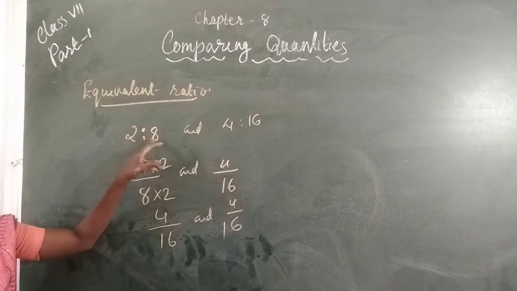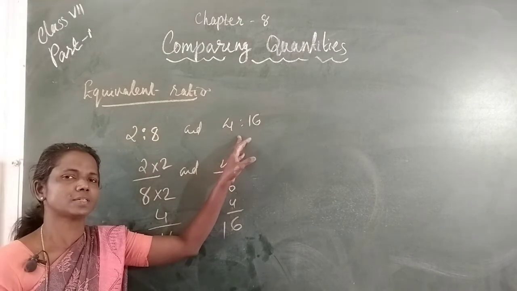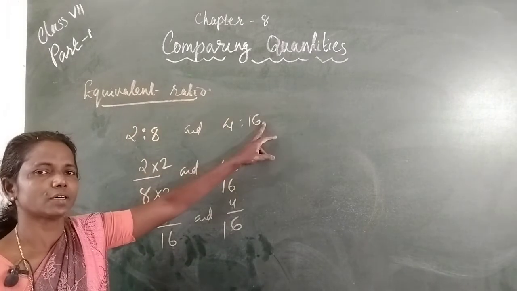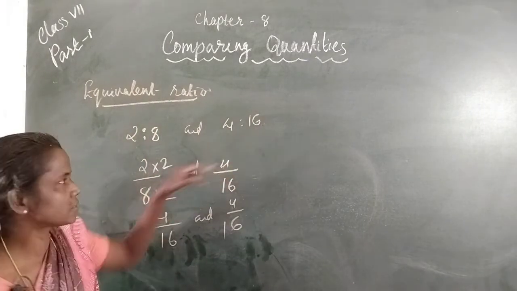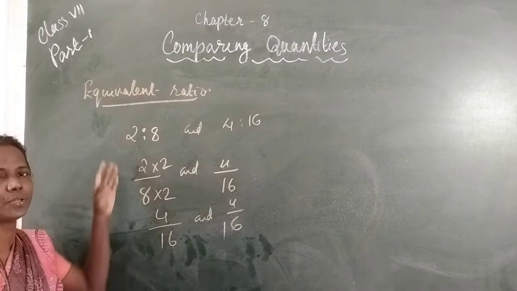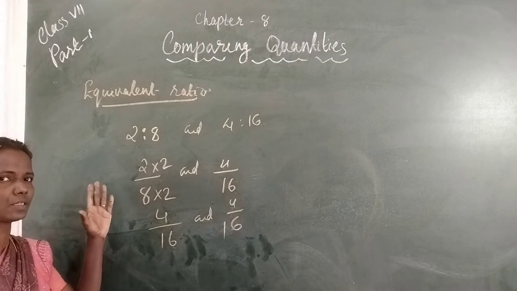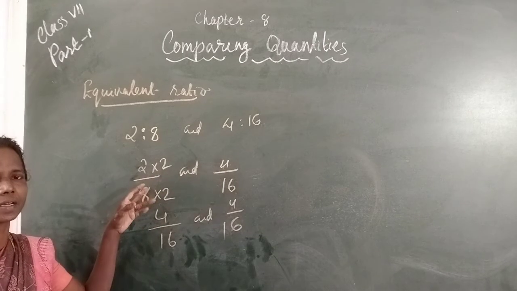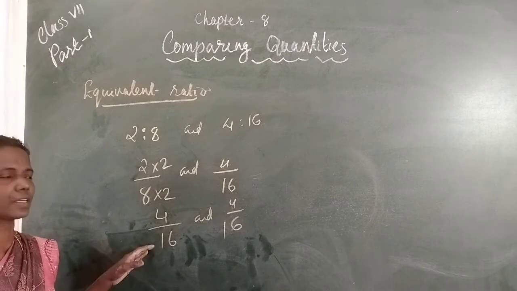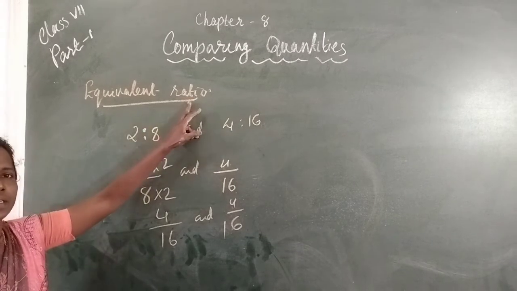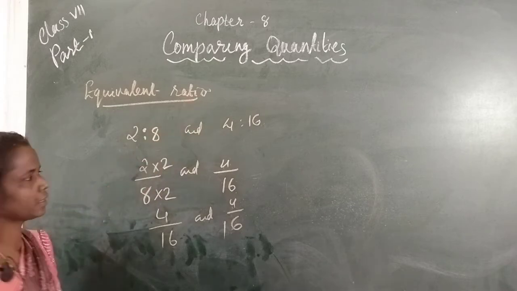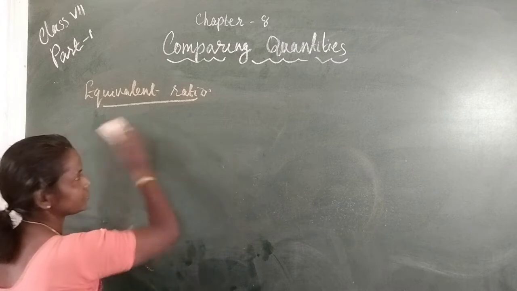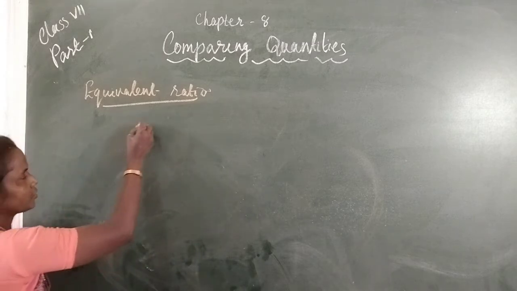2:8 and 4:16 are which type of ratio? Equivalent ratio. Do you understand what is equivalent ratio? If we have two different ratios, first we convert them into like fractions. If these like fractions are equal, then we can say these ratios are equivalent. Is it clear? Then we can compare two ratios. Look, how to compare two ratios?